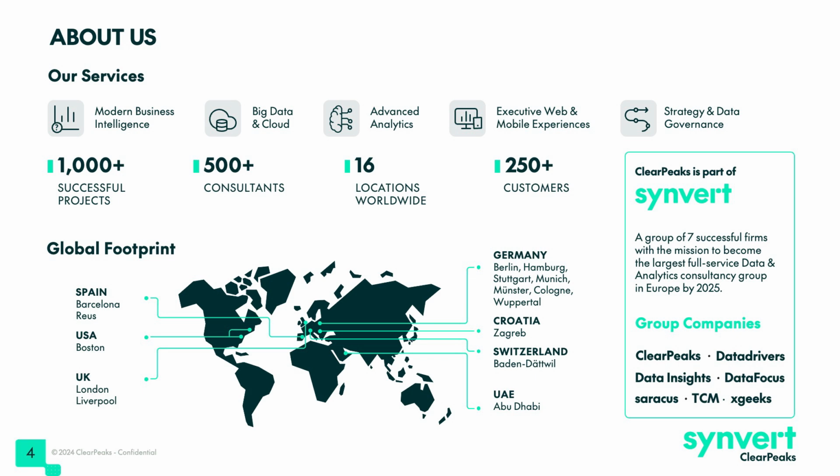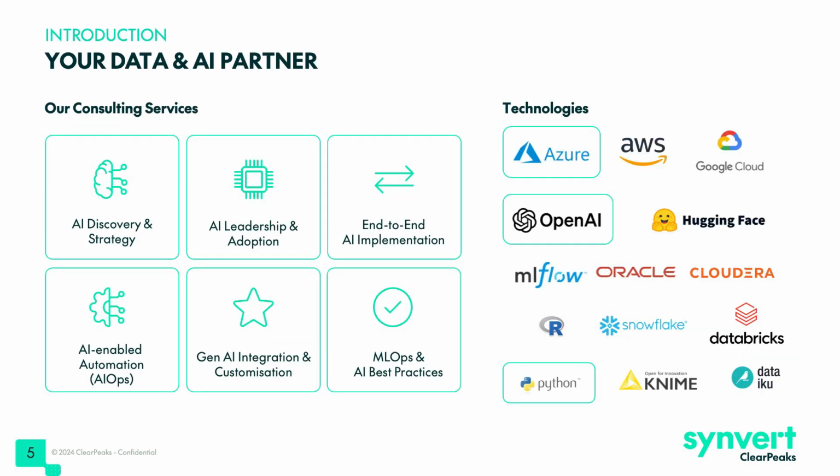Simber, combining all the different firms that we have in the group, we are talking about more than 500 consultants with more than 1,000 successful projects over the last 20 years. We have more than 250 customers spread through a lot of locations and a lot of countries. That said, from the different areas that we focus on, today we're focusing more on the AI part. So we can be your AI partner.